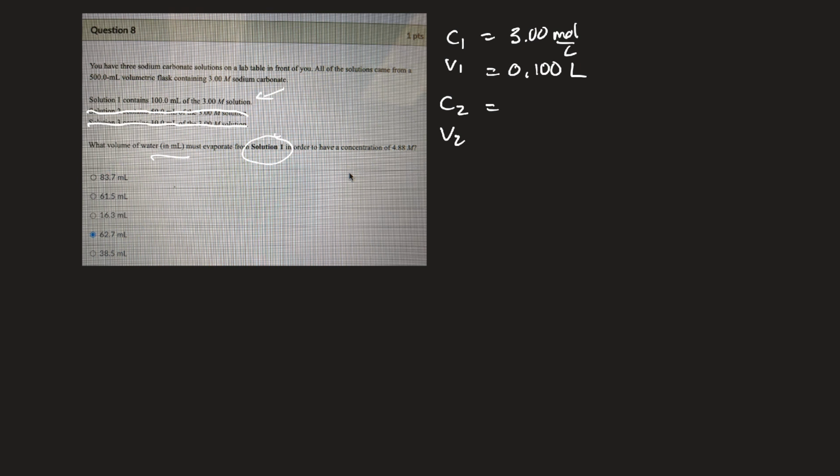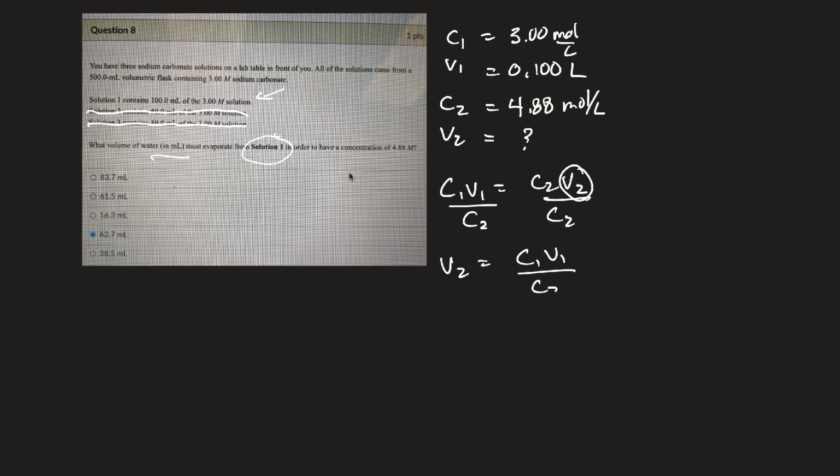Then they say they want to increase the concentration to 4.88 moles per liter, and they want to know how much water has to be evaporated. Well, we first need to find out what the second volume is, and then I can determine how much gets evaporated from it. Okay, so I think this is a straight dilution question. So C1V1 equals C2V2. I'm looking for V2, so I'll divide both sides by C2. So volume 2 is C1V1 over C2.